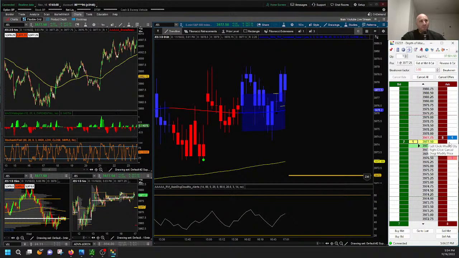So I'm trying to get filled right here. Boom. Out another 2 ticks. So I'm up 4 ticks right now. So we're up $50 for the night.